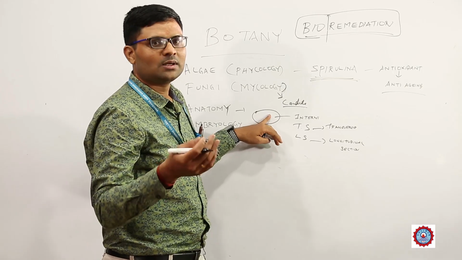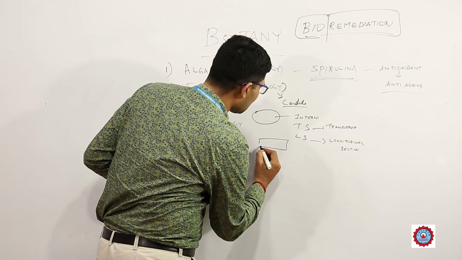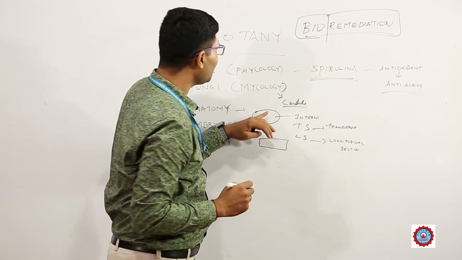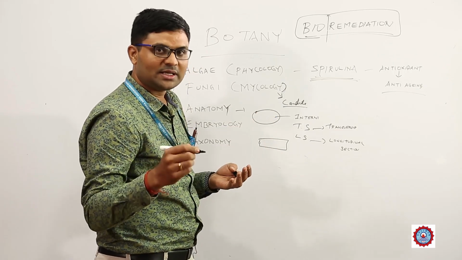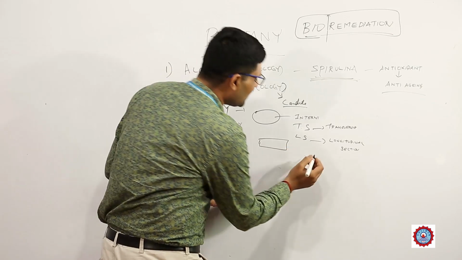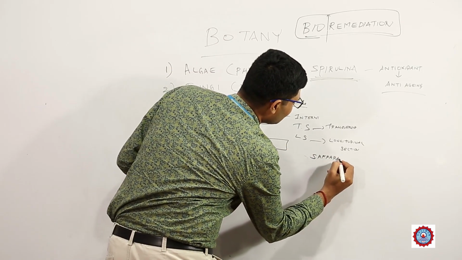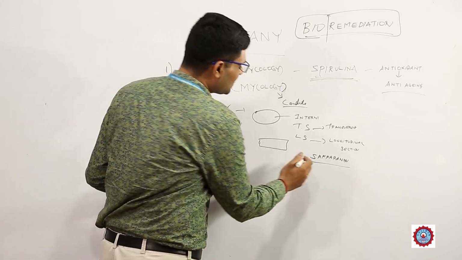Then you have to mount it. You will use a glass slide. Before that, you take this section and dip it in a staining solution. Mostly we use safranin stain. It is some sort of pinkish color, a stain with a pink color.